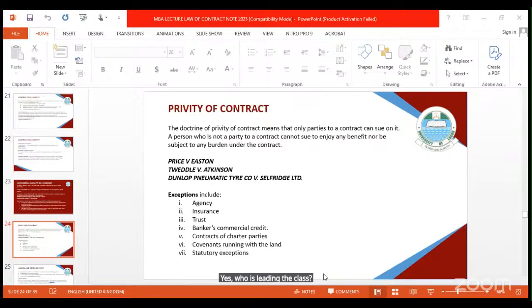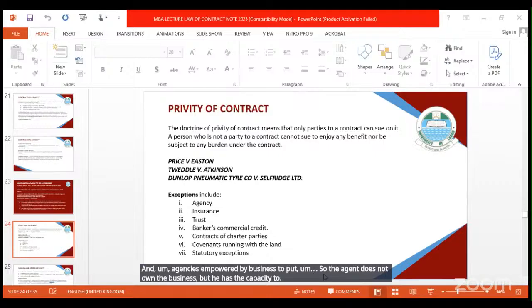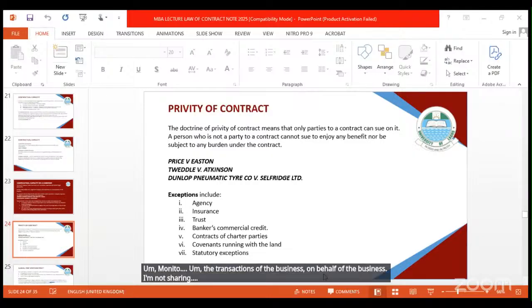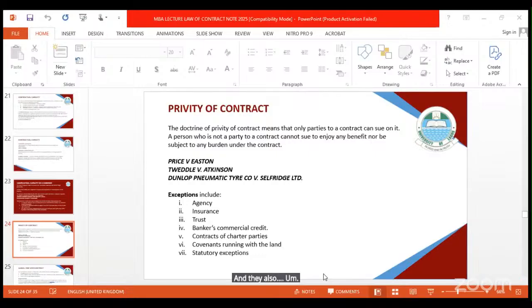Let me try. Okay. So I know agency are people, and agency is empowered by business to act. So the agent does not own the business, but he has the capacity to monitor the transactions of the business on behalf of the business. I'm not sure. And they are also mandated to report the satisfactory state of the business to the owners. I think Prof said to discuss that in class with you people now.